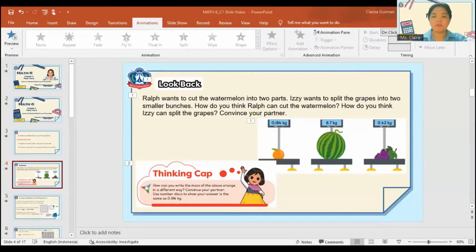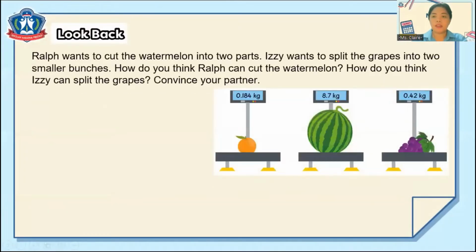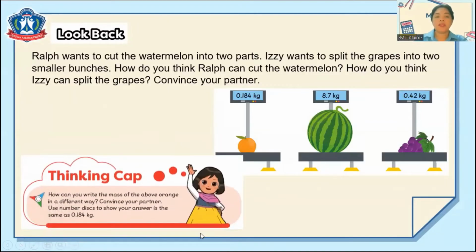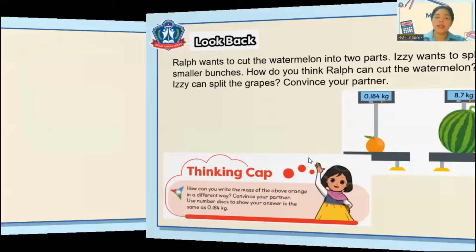Come on, let's start. I have here some pictures of fruits. Take a look. Ralph wants to cut a watermelon into two parts. Easy wants to split the grapes into two smaller bunches. So how do you think Ralph can cut the watermelon? And how do you think Easy can split the grapes? During our class, if you know the answer, you can share that. How about the orange also? How can you write the mass of this orange in a different way? You can share that during our class.